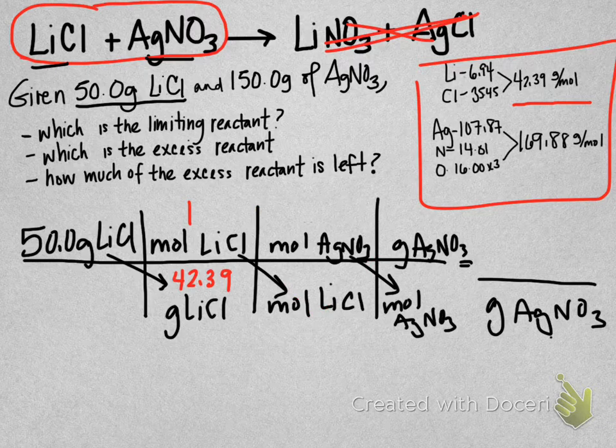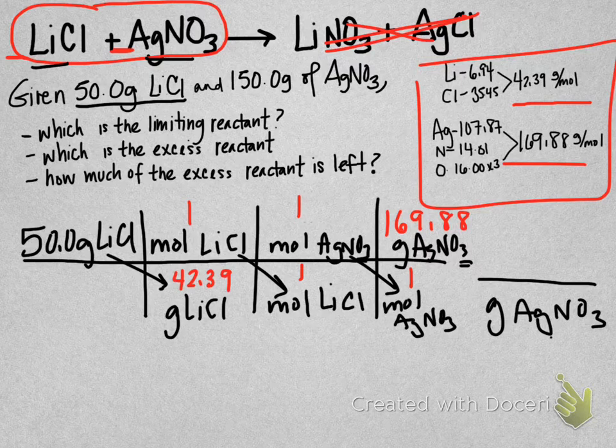My mole ratio, as given by my coefficients in the balanced chemical equation, is 1 mole of silver nitrate to 1 mole of lithium chloride. And then my last box will be a conversion back into grams, but this time in grams of silver nitrate. So I know that 1 mole of silver nitrate is equal to the molar mass of silver nitrate. So I have my factor label set up.